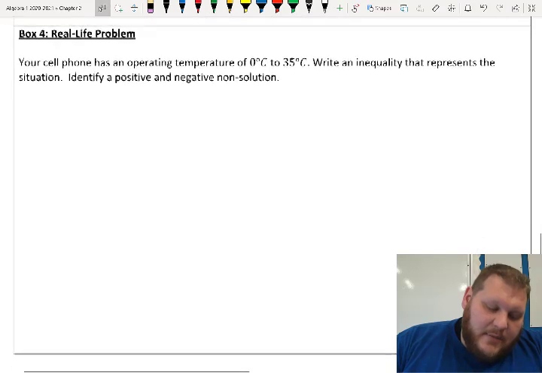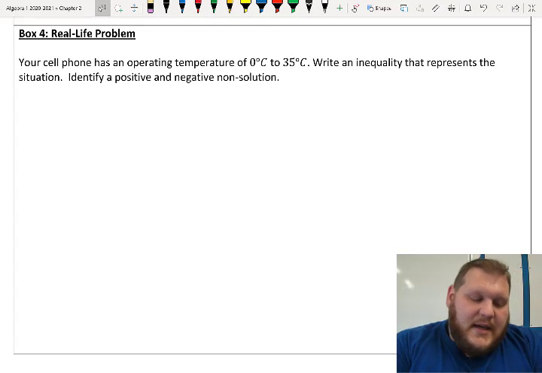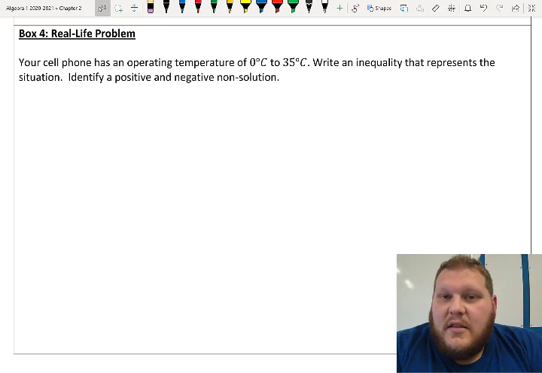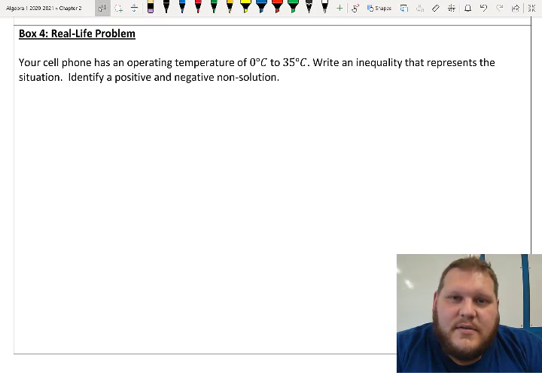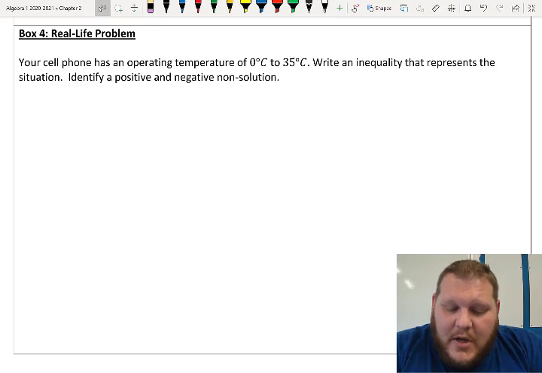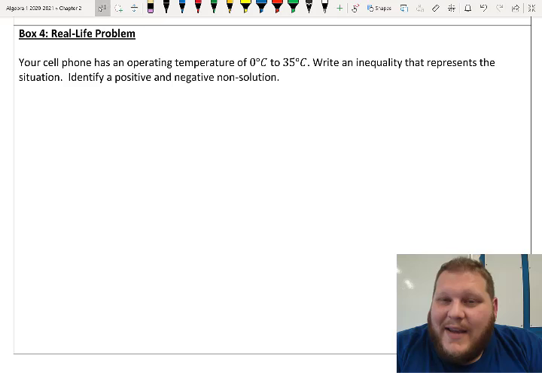So taking a look at box number 4, the problem we're given here is that our cell phone has an operating temperature of 0 degrees Celsius to 35 degrees Celsius, which all electronics have that. The manufacturer has to say, hey, these are the safe temperatures for which your device will work properly in. So what we're asked to do is write an inequality that represents the situation, and we're asked to identify a positive and a negative non-solution.